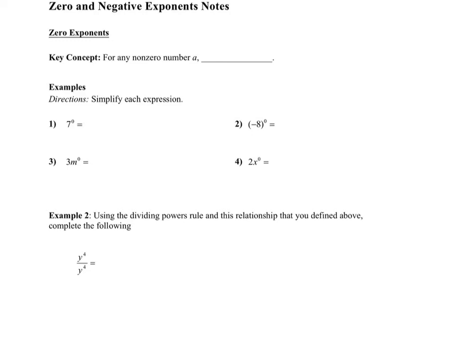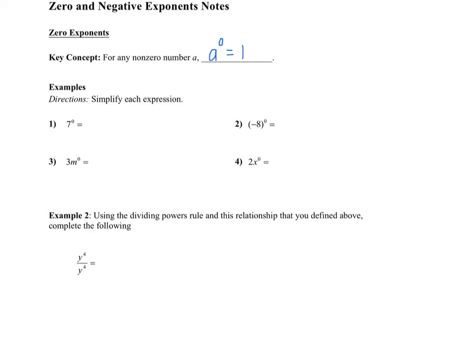So whenever we have a zero exponent, our key concept is for any non-zero number a, so if we have a to the 0th power, that's always going to be equal to 1. So whenever we have an exponent with 0, it's always going to be equal to 1. So let's take some examples.